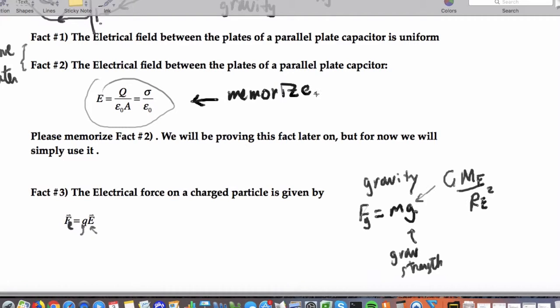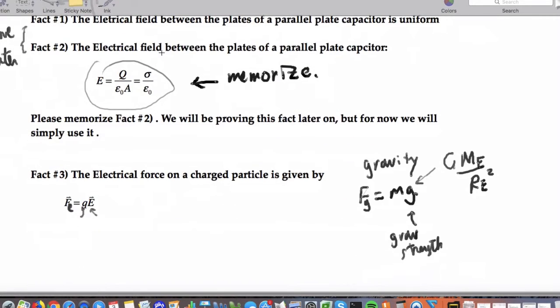Okay? We are going to prove this formula after we learn a few mathematical tools for calculating electric fields. We're just not going to do that today. So for our purposes, the electric field is simply the charge divided by the area of the plates, which is the density of charge. And then we're going to divide that by the electrical constant, epsilon naught, which is 8.85 times 10 to the negative 12.